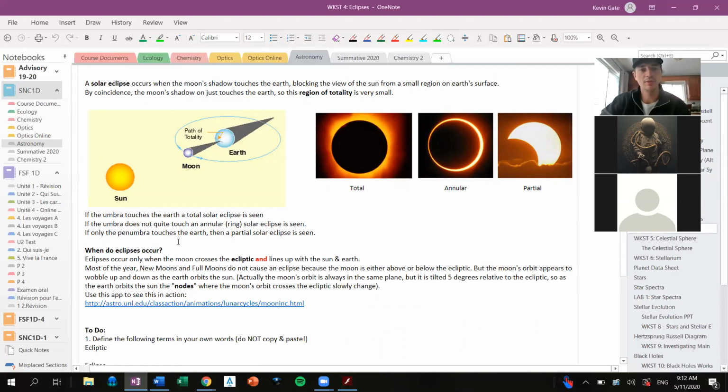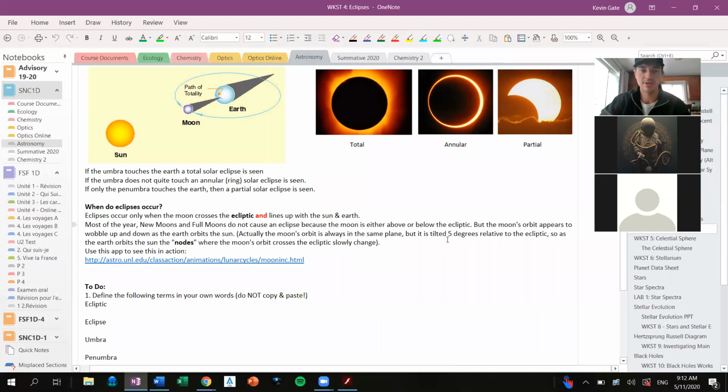Okay, so when do these things occur? Eclipses occur only when the moon crosses the ecliptic and lines up with the sun and Earth. Most of the year, new moons and full moons do not cause an eclipse because the moon is either above or below the ecliptic, but the moon's orbit appears to wobble up and down as the Earth orbits the sun. Actually, the moon's orbit is always in the same plane, but it's tilted 5 degrees relative to the ecliptic. So as the Earth orbits the sun, the nodes where the moon's orbit crosses the ecliptic slowly change.